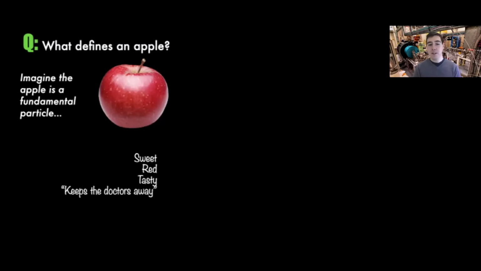Sweet, red, tasty, and as the saying goes, an apple a day keeps the doctor away. So an apple is made of regular matter, as you identified, which makes up the things we see and touch every single day. Antimatter is defined by having certain properties the exact opposite of regular matter. So with the properties of the apple that you've just defined, can you tell me now what the opposite of those would be? What do you think an anti-apple would look like?